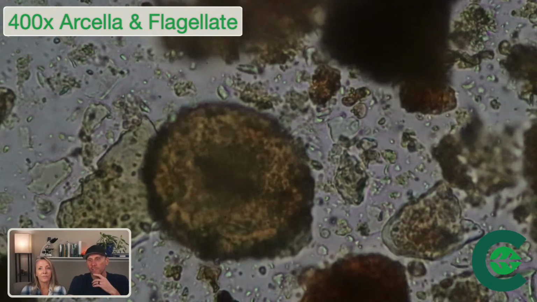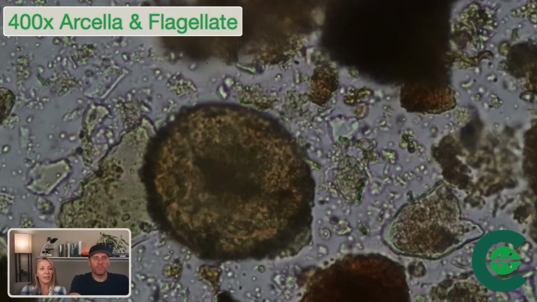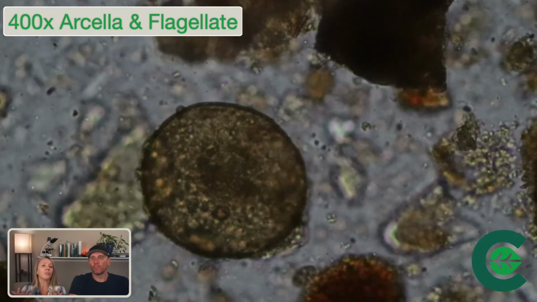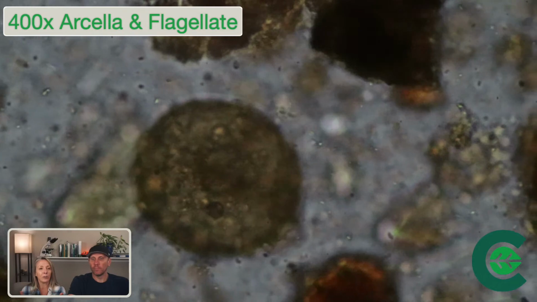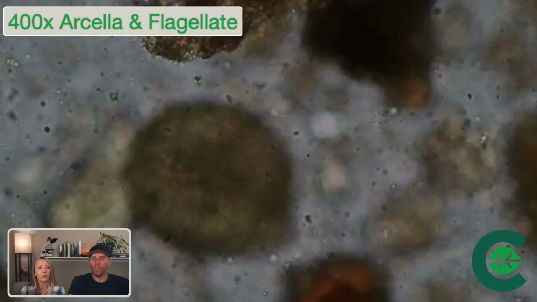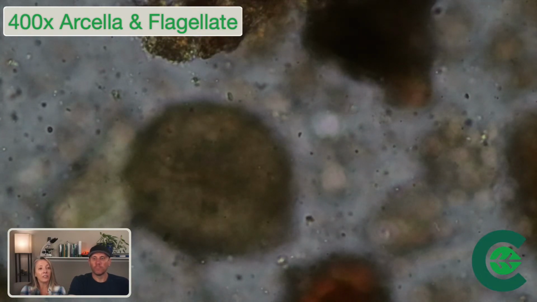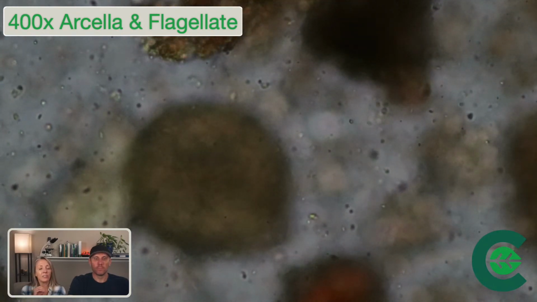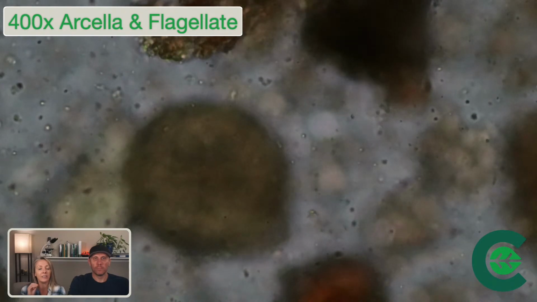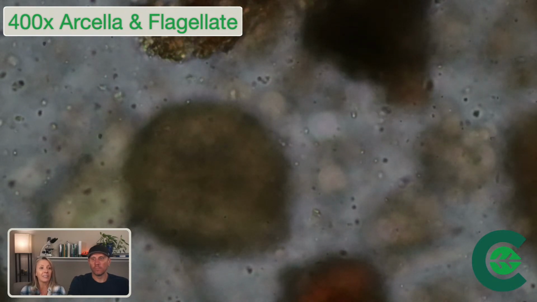Let's get into some of these images and we'll keep answering some questions as we go. Okay, so I just wanted to show you what we're looking at here when we're talking about some of these organisms. Just to orient ourselves, this is 400x magnification, so this is the 40x objective. This is the objective that you'll do all of your identification of organisms at.